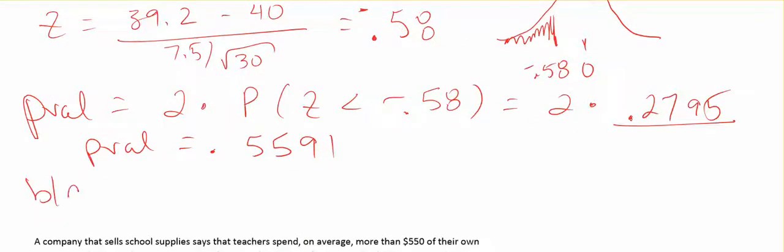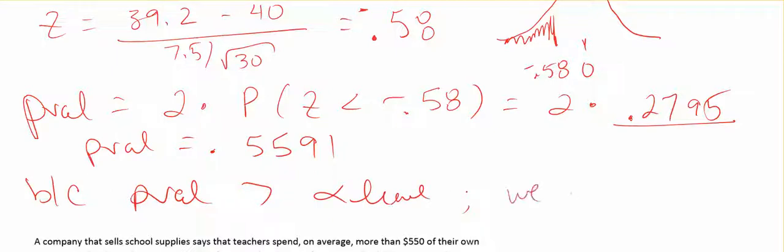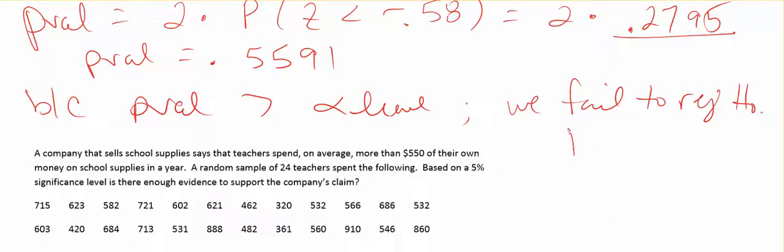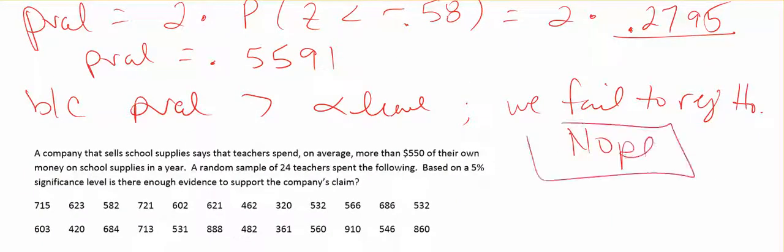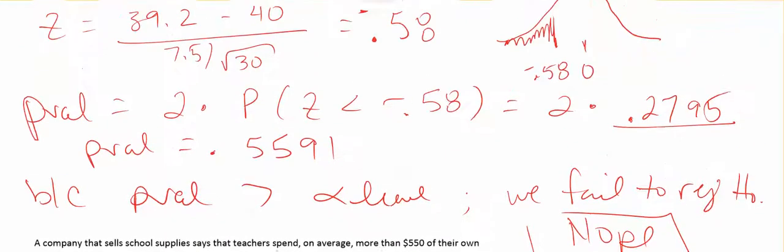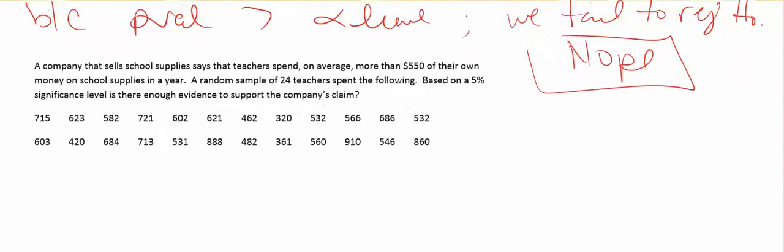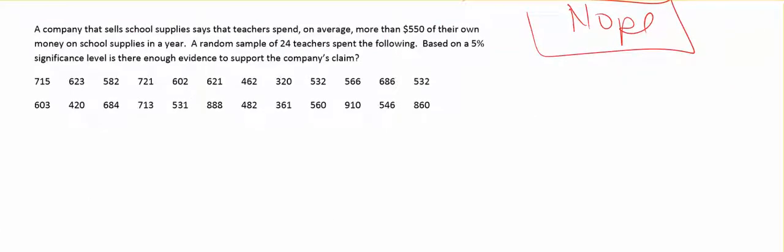So because the p-value is greater than the alpha level, we have to fail to reject the null. So, if we fail to reject the null, can we reject the claim? No, because the claim is the null. So, the answer to our question is nope. So, a two-tailed test, again, you have to pick up this direction based on the area here. So, you've got to decide, am I going to do greater than or less than based on where the z-score is. Okay?